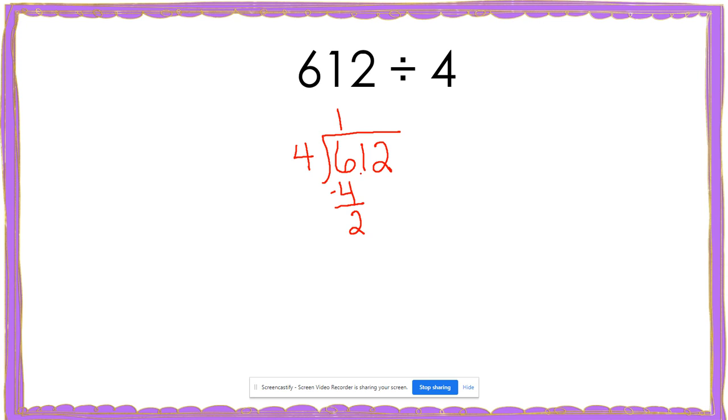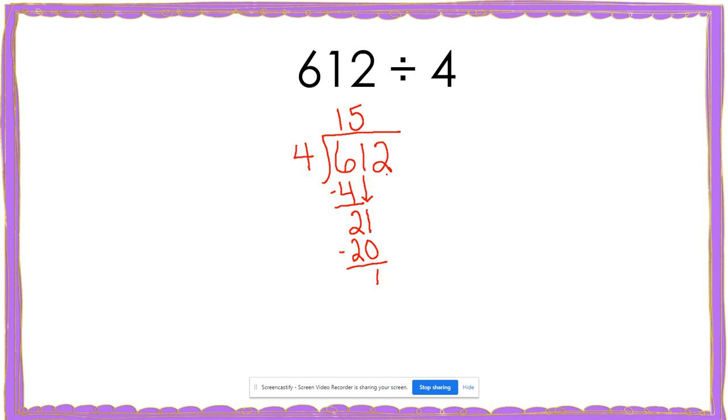Now I need to look at the next digit in my dividend, which is 1. I'm going to bring that down so I have 21. And now I'm going to ask, what is 21 divided by 4? Well, I know that if I do 21 divided by 4, I'll have 5 whole pieces. And if I do 5 times 4, I get 20. So to figure out what I have left, I'll do 5 times 4 to get 20, and I will subtract from my 21. When I do 21 minus 20, I'm left with 1.